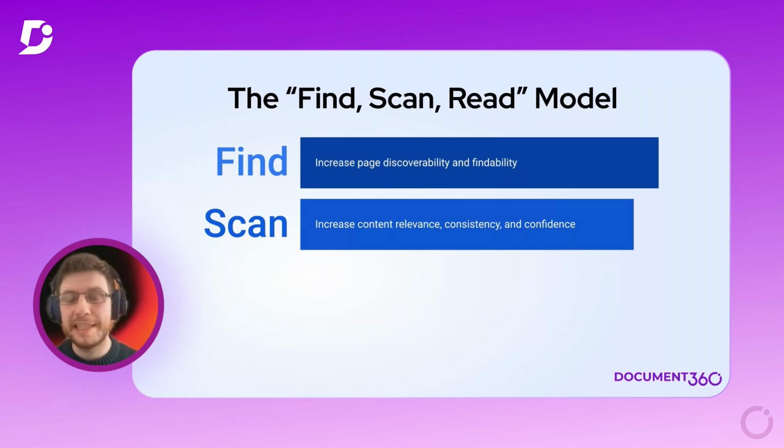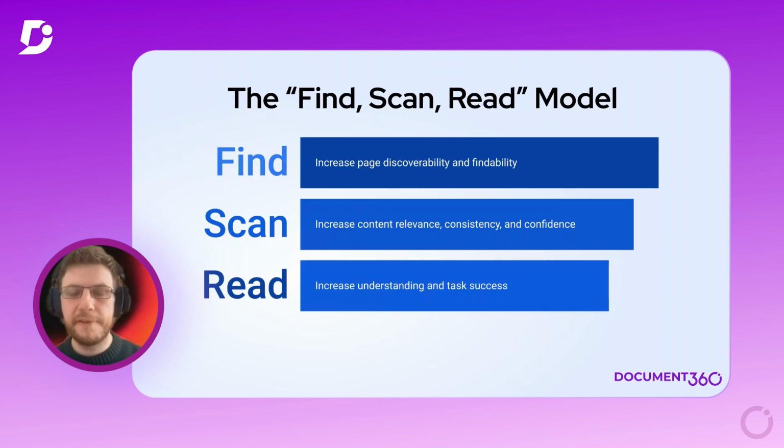Because then if all they need to know is, did my task succeed, they can jump straight to a verification section and understand that. Or what do I need to make this feature work? They can go straight to the prerequisites without reading anything else and understand what they need to install, like Java 21, or whether they need an enterprise license. Anything like that that makes the journey smoother. And finally, read. This is increasing understanding and task success.